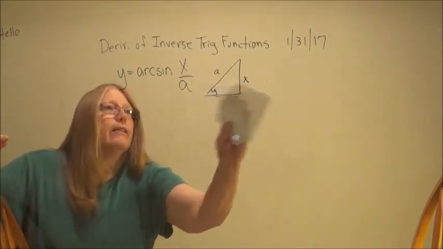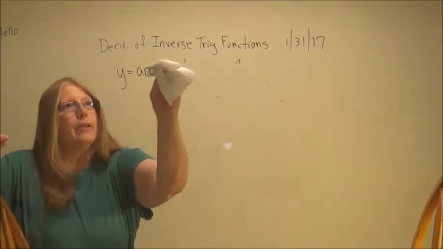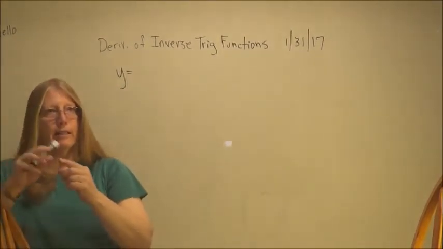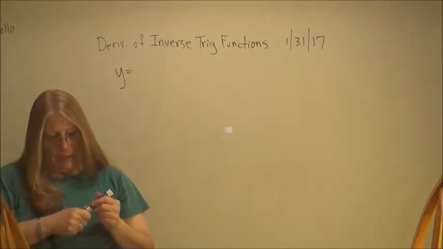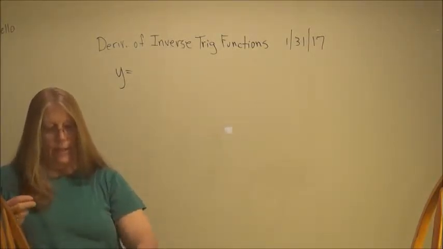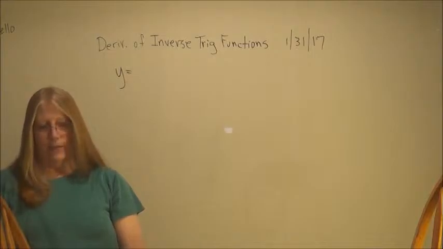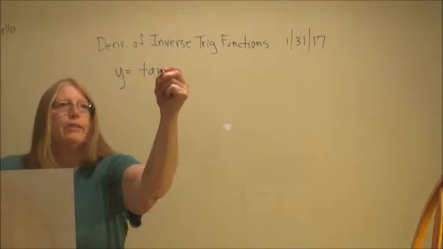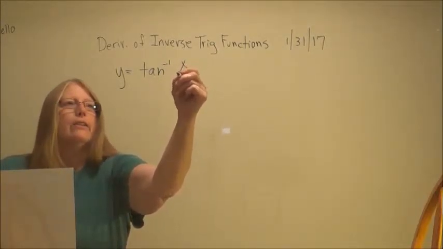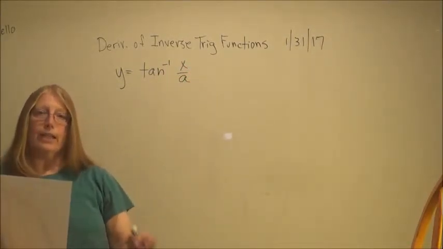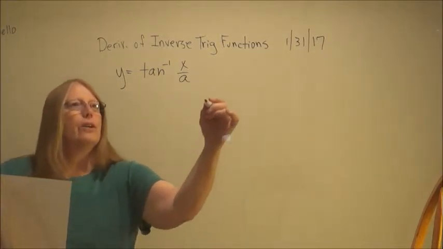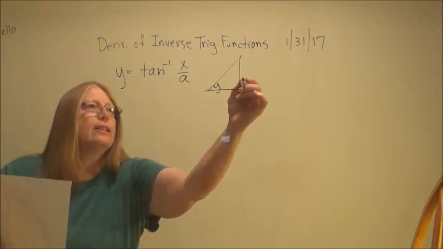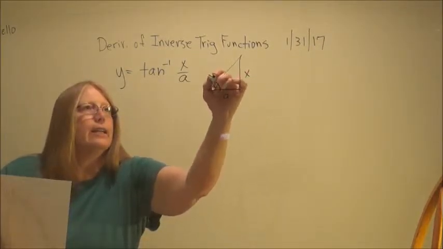So let me get rid of it. This time I'll use the other notation, and I want to do tan inverse. Watch how these are done, because I'm going to assign each of you to do one. y equals tan inverse of x over a, same thing as arctan. So I'm going to draw the equation out. It says there's an angle that has a tangent of x over a.